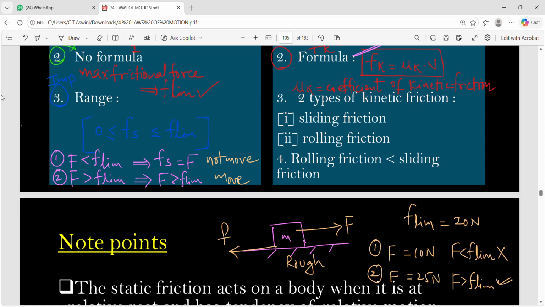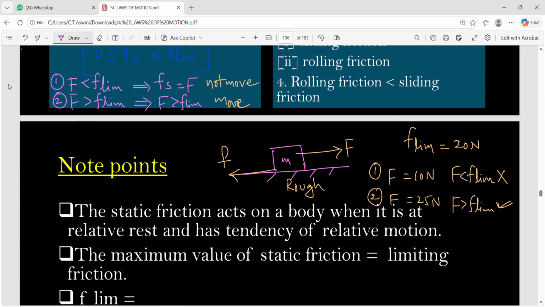Got my point? Like if you take this example here, F limiting was 20, F applied was 10. So in the first case, F is less than F limiting. So in this first case, if I ask you what is Fs, how much is it? It will be equal to the external force only. It will be 10 newtons only. So in this condition, however much force you apply, the same will be the frictional force. But once your applied force is more than the capacity of friction, more than the limiting friction, then you have to go for the kinetic friction formula.